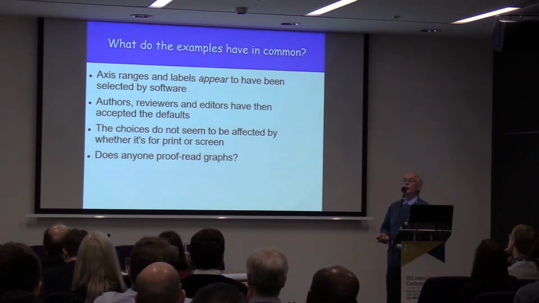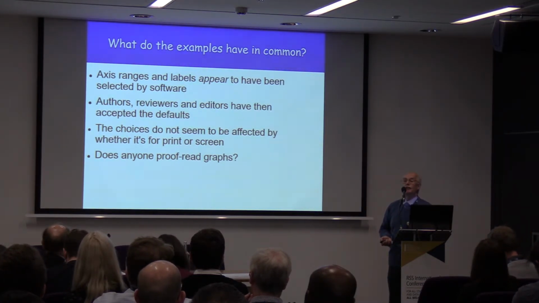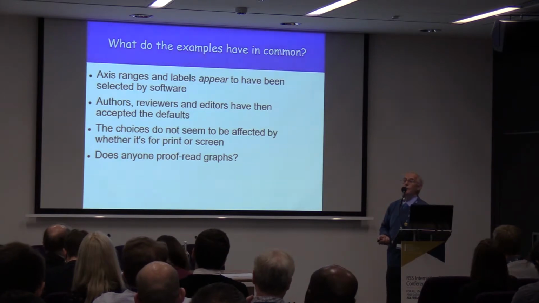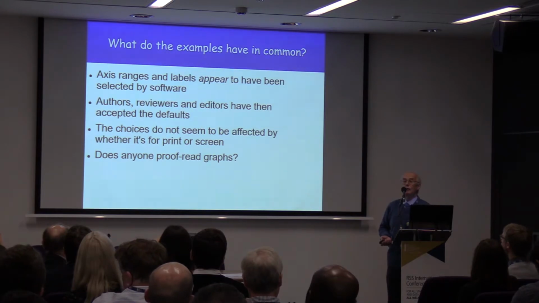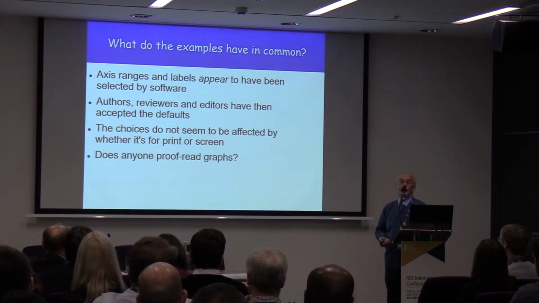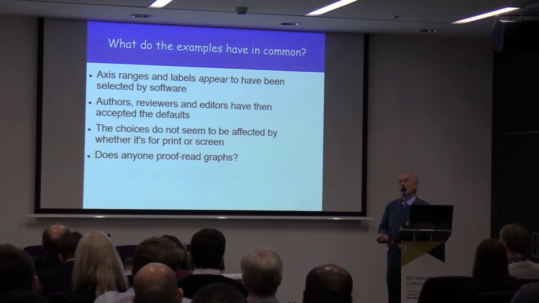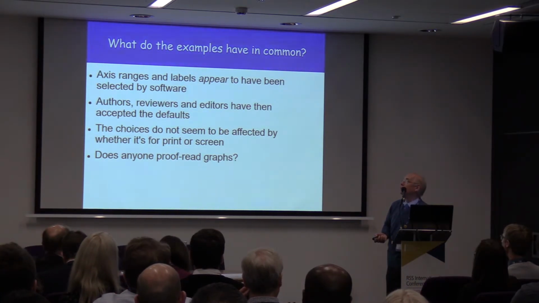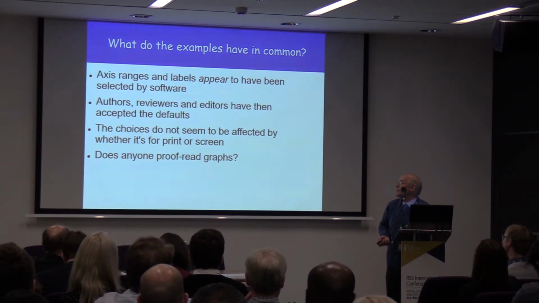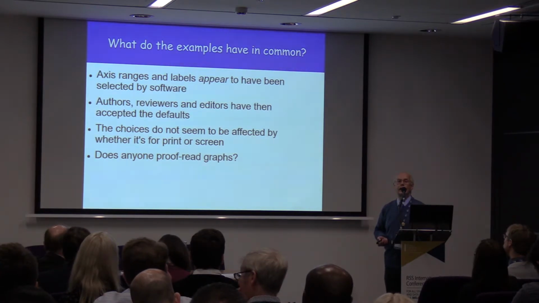So all those examples have in common that the axis ranges and the choice of labels appear to have been chosen by software. Whoever produced the graph didn't bother to change them, or in the case of the R example, they changed one axis but not the other, because they were just doing it to show off the software. They weren't actually doing it to improve the graph. Choices do not seem to be affected by whether it's print or screen.